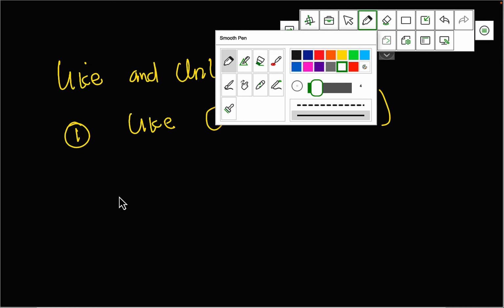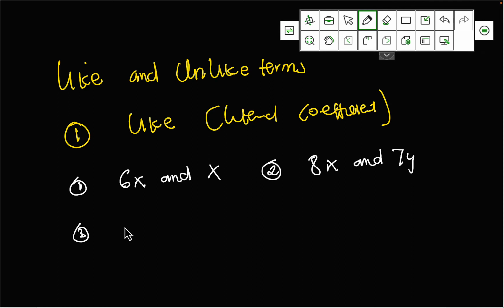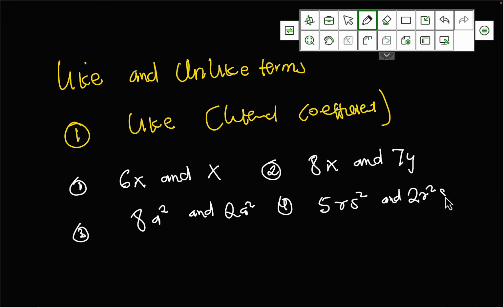So let's look at some examples. I have 6x and x. This is 1. 2 here, I have 8x and 7y. 3 here, I have 8a squared and 2a squared. Let's look at, I have 5rx squared and 2r squared s, right? Let's look at the last one. If I have 5rx squared and 2rx squared, let's look at it.